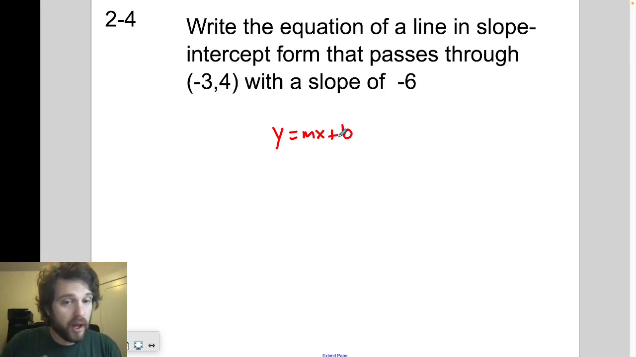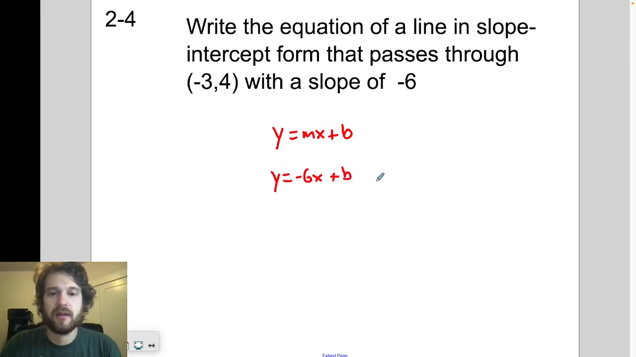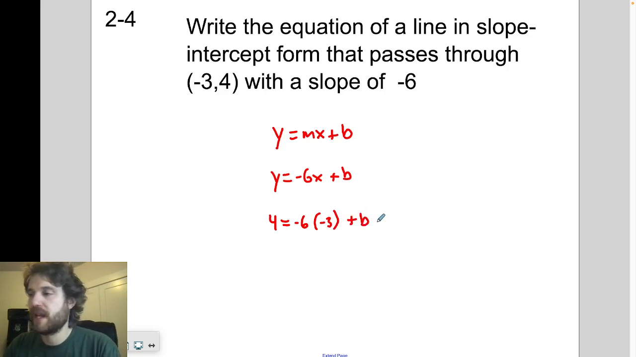Okay, step 1 was to plug in the slope. That's y equals negative 6x plus b. Okay. The next step is to plug in the point. So this basically says I need my line to have slope negative 6, and I need it to pass through this point. So we plug in 4 for y. We plug in negative 3 for x, and then all we do is solve for b to figure out what the equation of our line is.